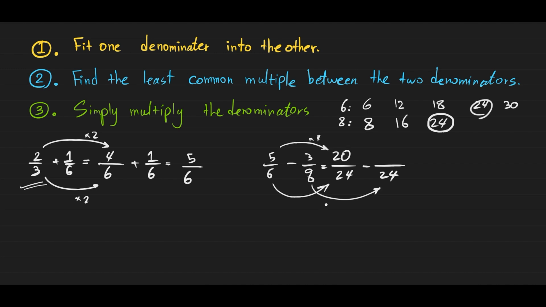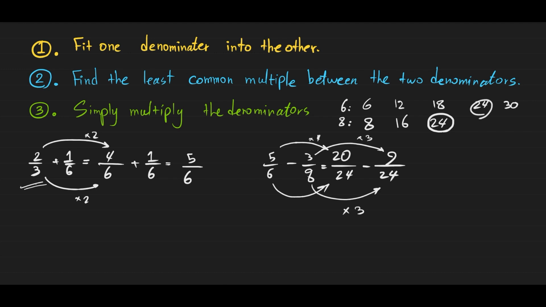How many times does 8 fit into 24? 3 times, since 8 times 3 is 24. So this time we're going to multiply the top and bottom by 3. And 3 times 3 is 9. Now multiplying everything out, our two new fractions will be 20 over 24 minus 9 over 24.